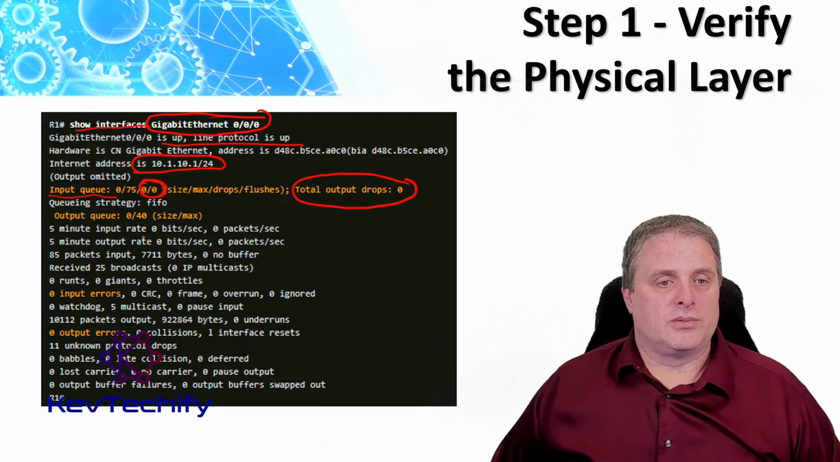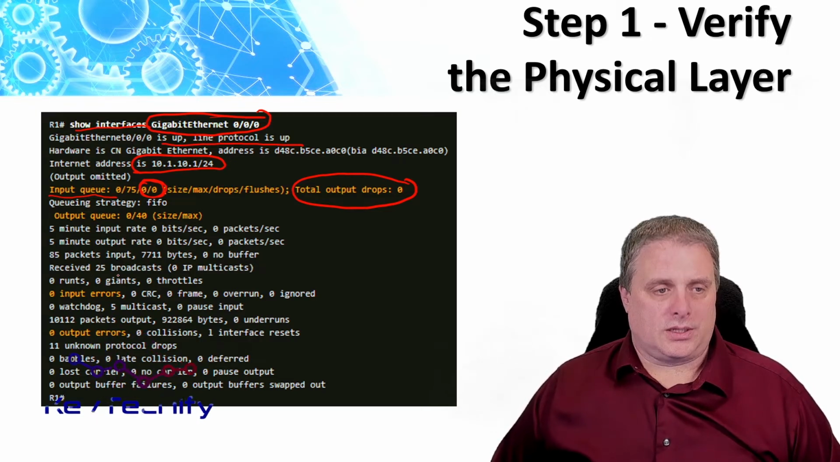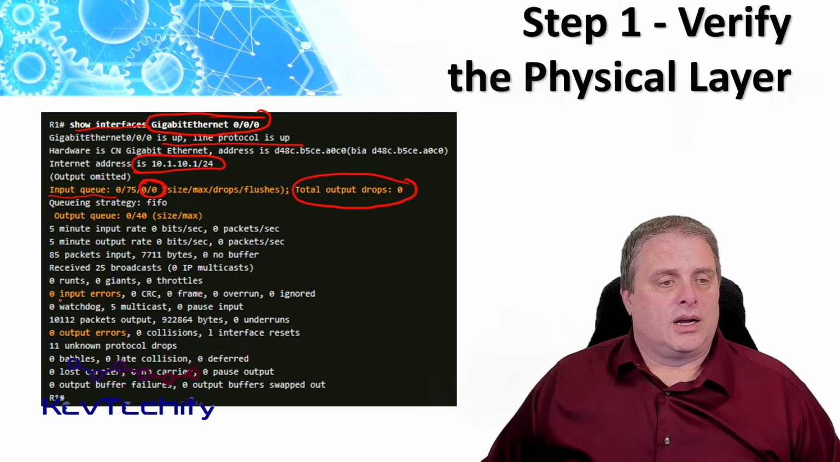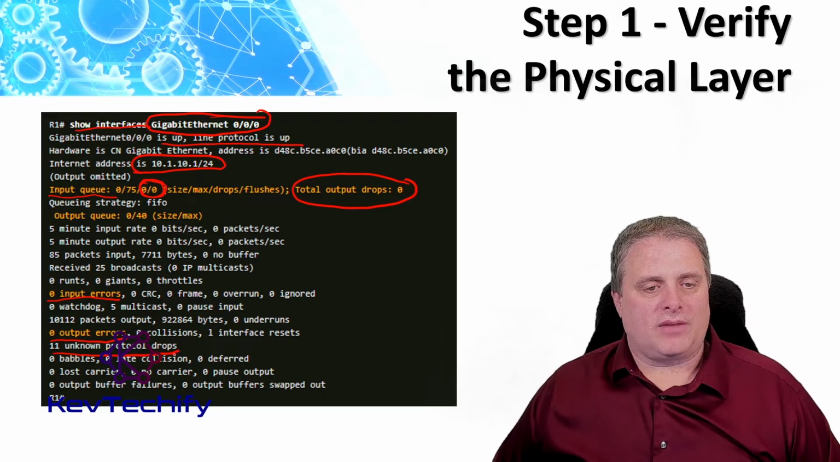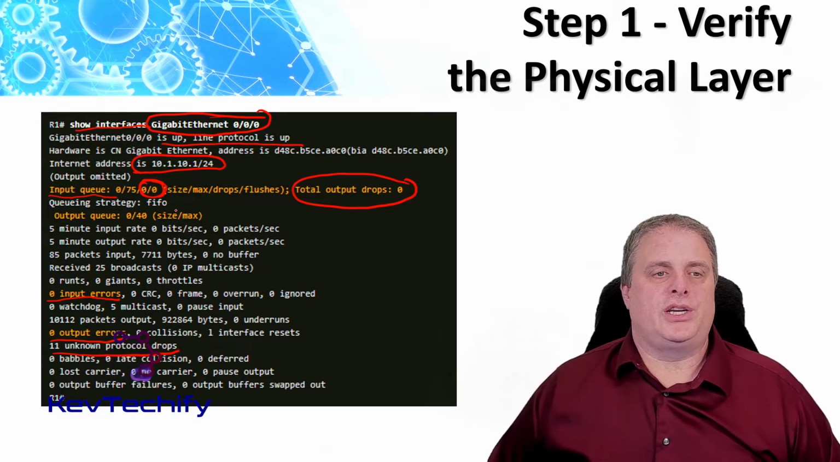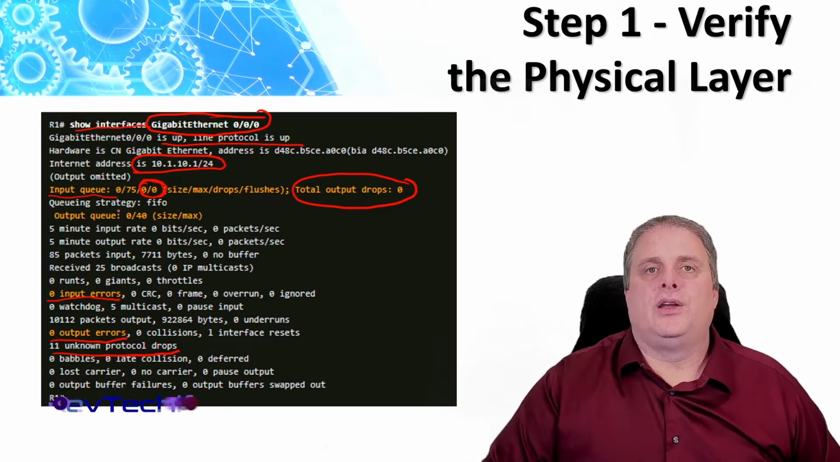Looking through here, we have some more information. We have some information about the input-output rates. Down here, we have our input errors. So how many errors did we get coming into that? How many errors did we get sending out? How many unknown protocol drops did we have? Gives you all sorts of information here. And so you can verify your physical level.